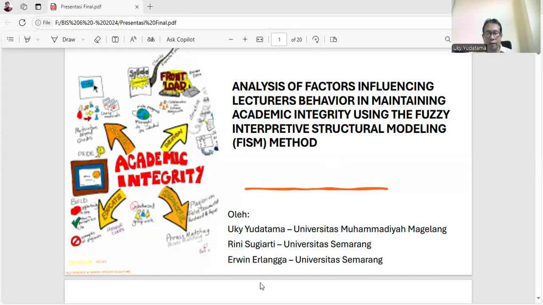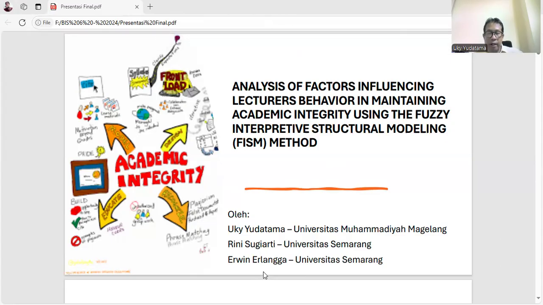Good day, everyone. Today, I am going to present the analysis of factors influencing lecture behavior in maintaining academic integrity using the fuzzy interpretive structural modeling (FISM) methods. This study is conducted by Uki Yudhartama, IM, from Universitas Muhammadiyah Magelang, Rini Sukiyarti from Universitas Semarang, and Erwin Erlangga from Universitas Semarang.